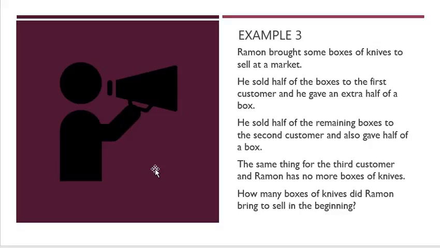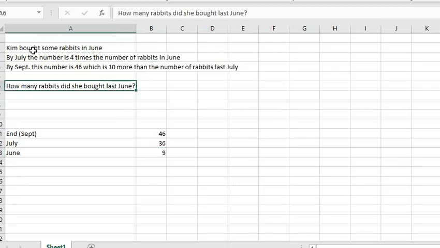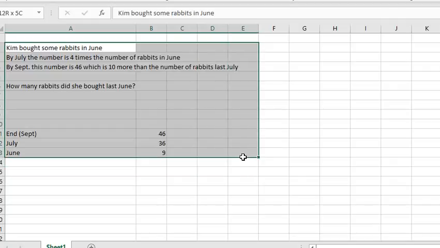So let's try to understand the problem. Ramon has some knives and he's going to sell them at the market. The first customer bought half of all the boxes that he has, and then he gave an extra box. And then the same thing for the third customer. And then the question is, how many boxes of knives did Ramon bring to sell in the beginning? So again, let's use our very handy Excel to solve this problem.